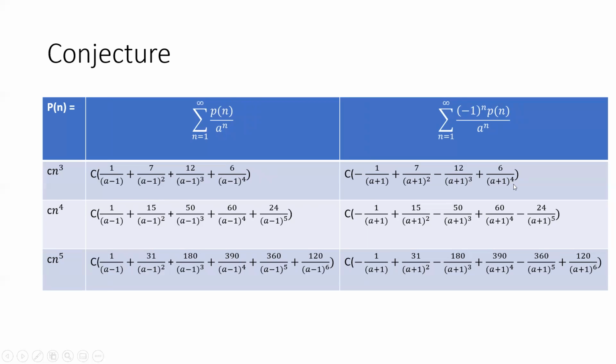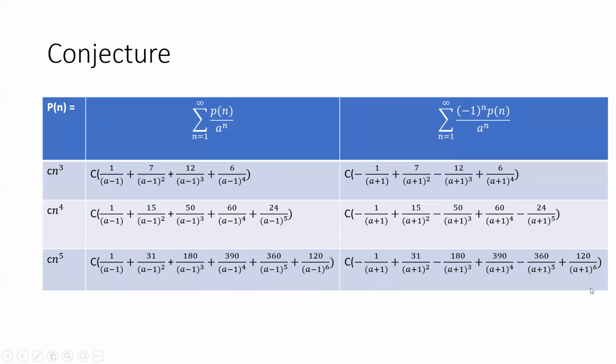So this is just the conjecture. Second case would be negative, positive, negative, positive, negative, which you can see on the right, and all the a minus 1s become a plus 1s. And of course, all the coefficients stay the same. And then again, negative, positive, etc., with a plus 1 on the bottom, and all the coefficients the same.